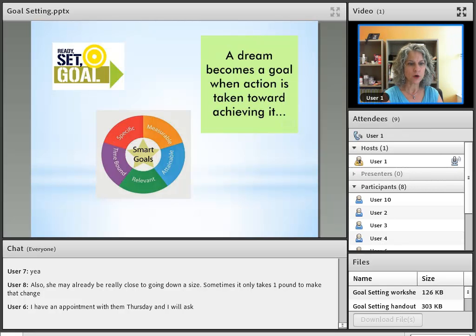Great. Okay, so who else would like to share a goal? And we can run it through this format. Just type away. You don't have to wait for me.